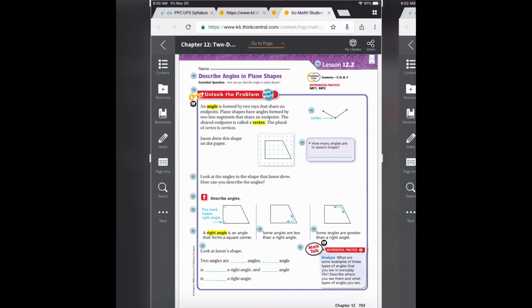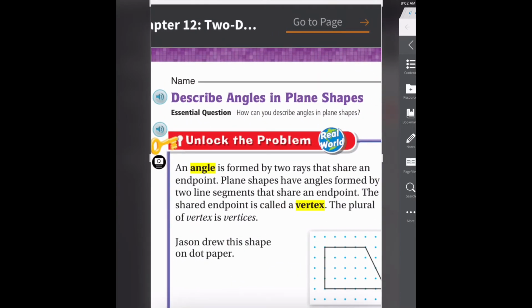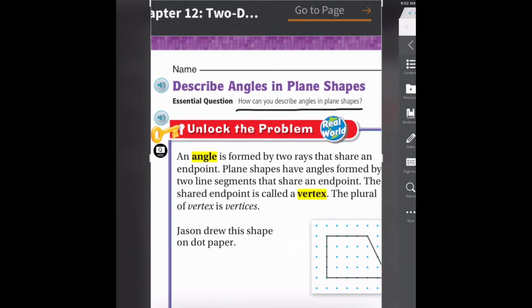Hello, boys and girls. Today we are on lesson 12.2 on page 703, and we are practicing describing angles in plane shapes. Our essential question today is, how can you describe angles in plane shapes? And again, plane shapes are two-dimensional shapes like squares and rectangles, triangles, pentagons, things like that. Let's look at unlock the problem.